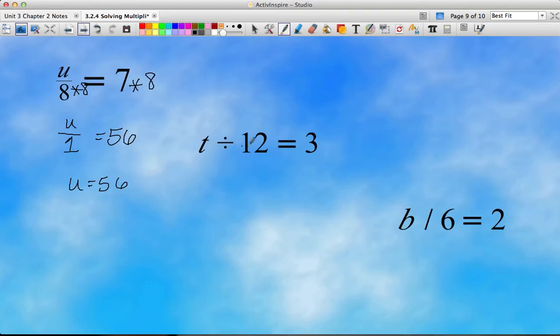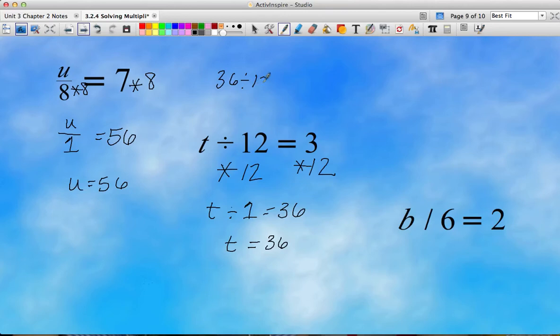Right, here I'm dividing by 12, so to get rid of that I want to multiply by 12. What I do to one side I have to do to the other. The divide by 12 and the times by 12 cancel each other out, so I'm left with t divided by 1 equals 36. T divided by 1 is always t, so t is equal to 36. Again, put your number back in. Does 36 divided by 12 equal 3? The answer is yes. I got it correct.